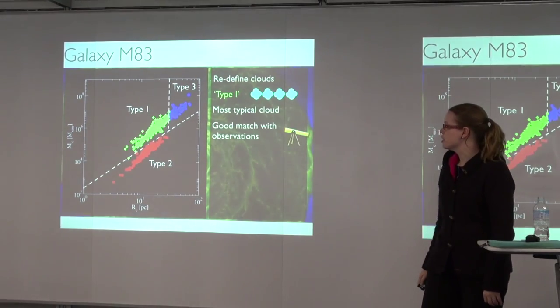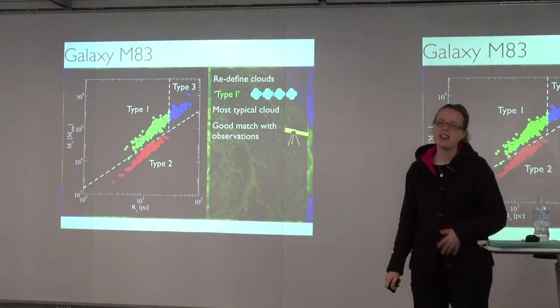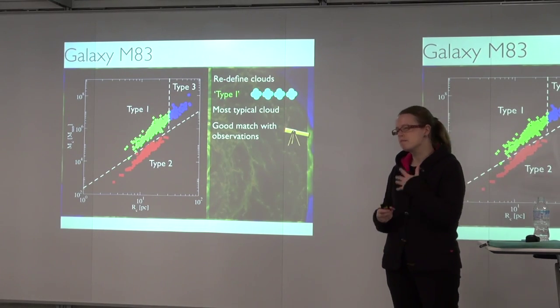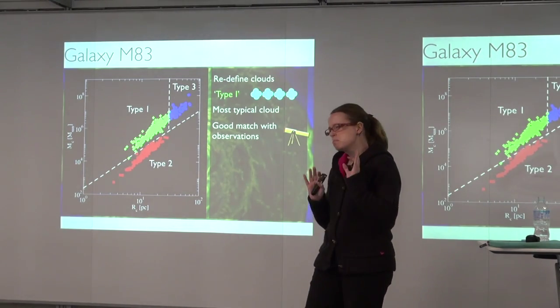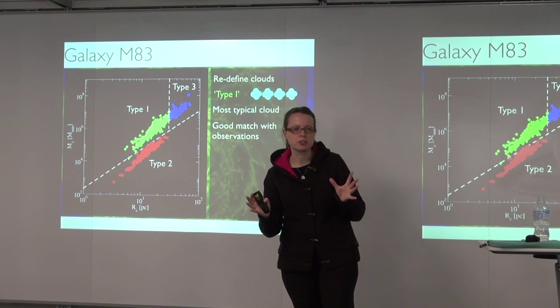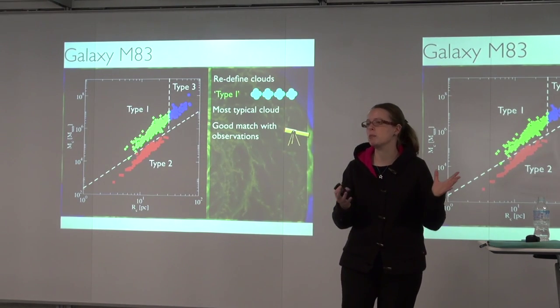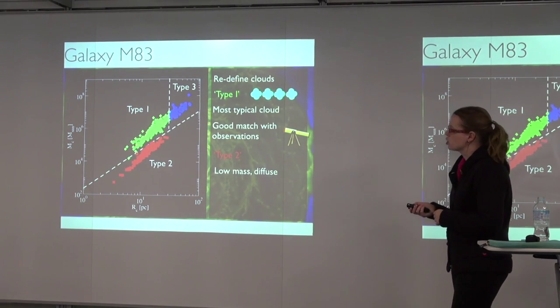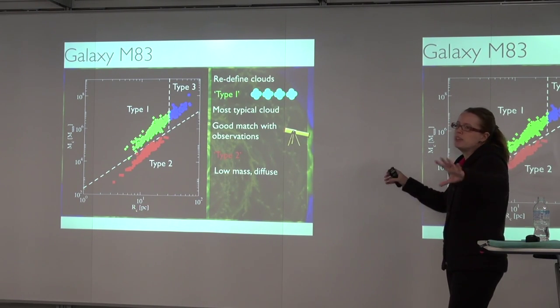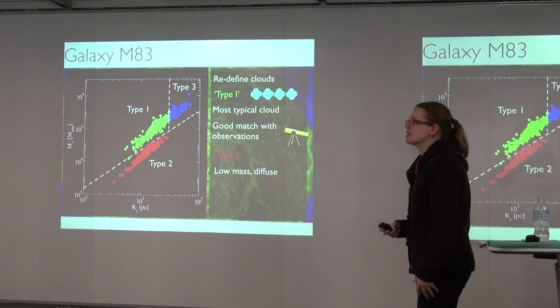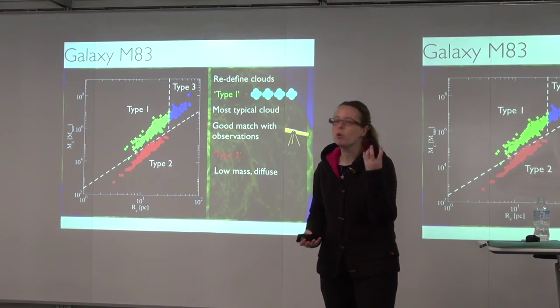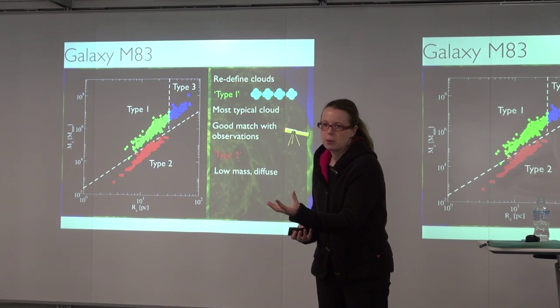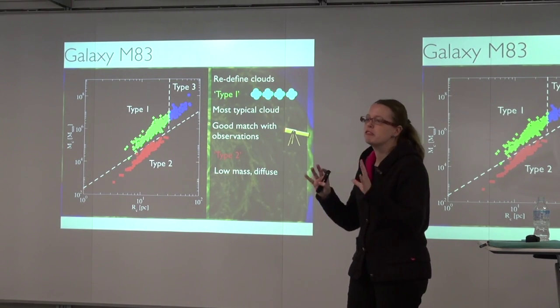And these are a pretty good match with observations. Their mass is about what we observe, their radius is about what we observe. You know, pretty good average clouds that agree well with telescope observations. The type 2 are much smaller, so their mass is right down here. So for the same radius, they have a lower mass, which means they're kind of diffuse. So it's like going from a bowling ball to a snowball. Like the mass is just lower, it's more fluffy.